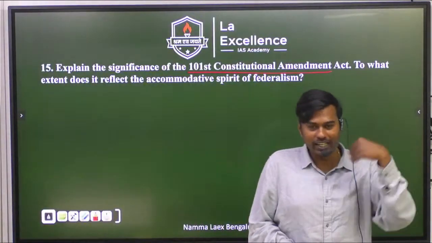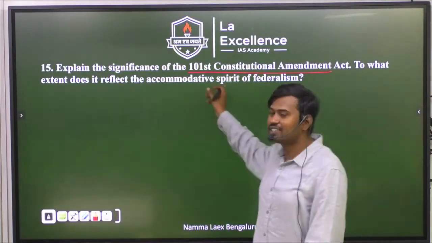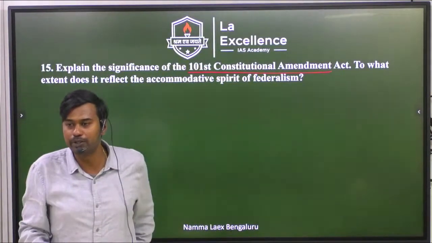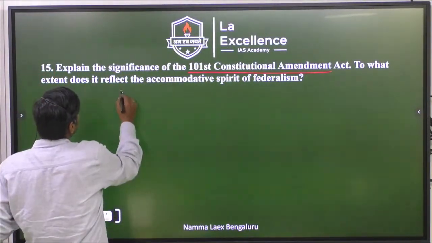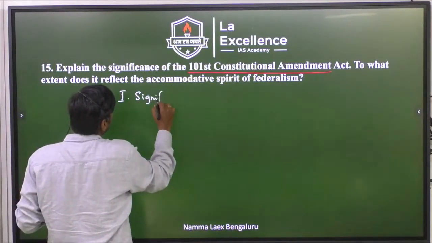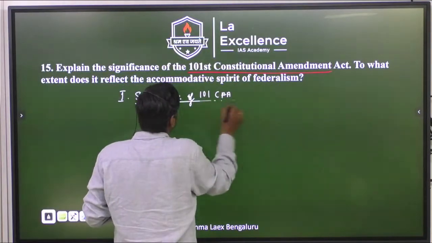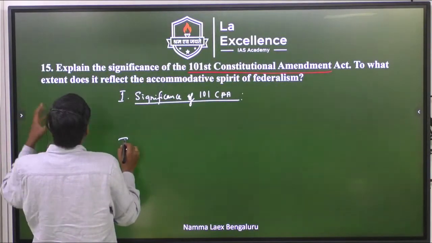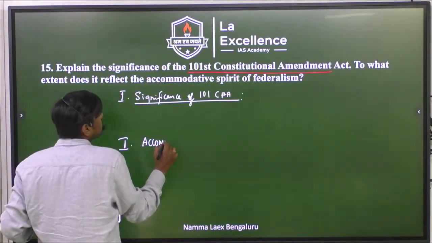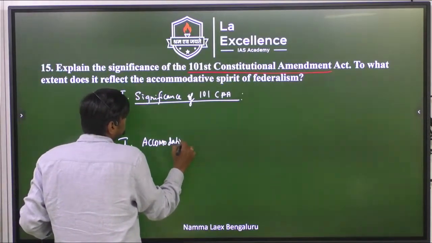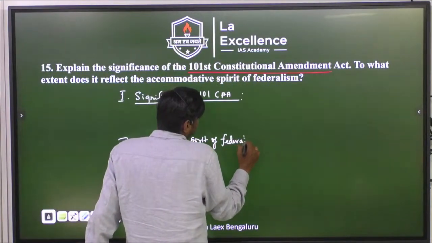But the content is the same. What they wanted to ask you, what you are going to write, that is the same only, but the question's nature is changed to ask it differently in paper 2. Is it clear? Now, the question is very easy. Tell me about GST. The first component is they are asking about the significance of the 101st Constitutional Amendment Act. The second one they are asking is to what extent it reflects the accommodative spirit of cooperation, that is federalism.